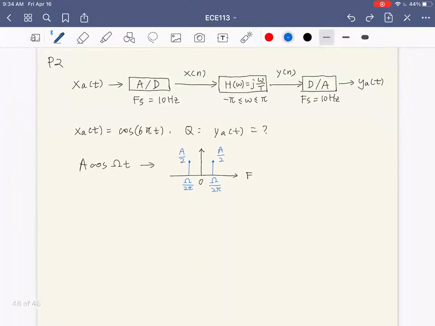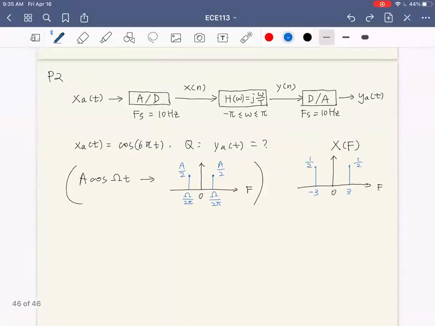So for our xa of t, what will we have? Let's say it is big X of big F. The magnitude is 1, so in the frequency domain, it should be 1/2. All right. And the index of F is -3 and 3 because we have 6 pi here, right? Great. And so we are representing this in the frequency domain.